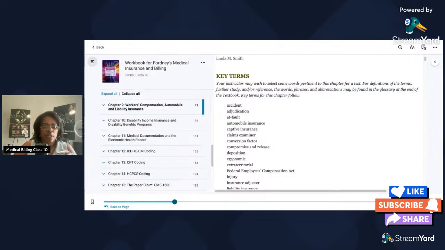So this is your workbook. Make sure that you guys are doing your work in the workbook. Why, Miss Lambert? Because that's how you're going to retain this information. Key terms: insurance adjuster, we're in workers' compensation, automobile, and liability. These are some of your key terms: accident, adjudication, at fault, captive insurance, claims examiner, insurance liability, a non-disability claim, petition. What is a petition?